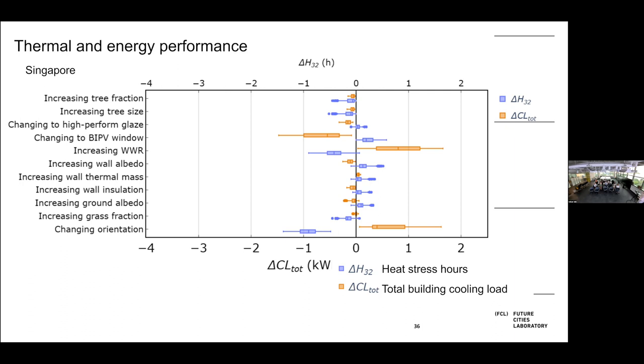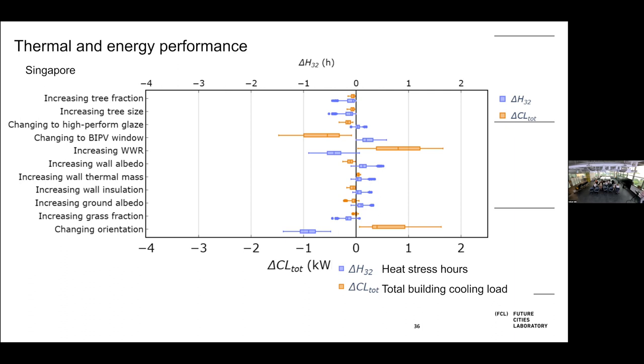So some strategy can be to install the VIPV part at the higher part of the building rather than the lower part, because people stay at the ground level. It will have less influence if you put it higher. And another very interesting question: can you go back to the grass?